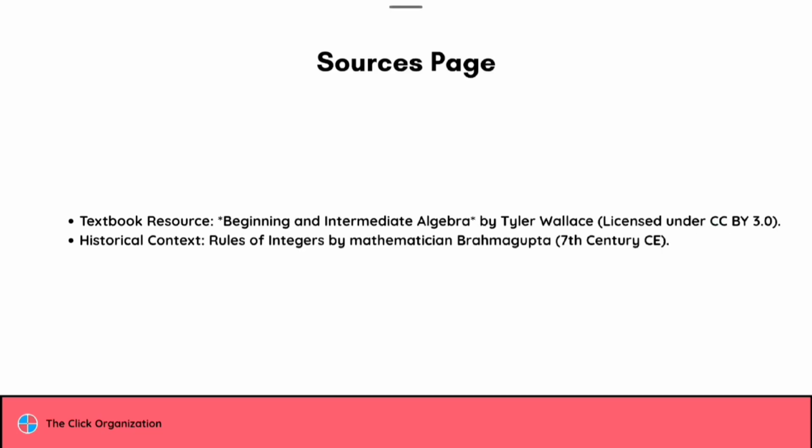For my sources, I've used Beginning and Intermediate Algebra by Tyler Wallace, and for the historical context, I've used Rules of Integers by the mathematician Brahmagupta from the 7th century CE.